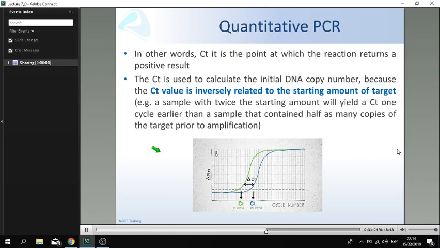So CT is the point at which the reaction returns a positive result, and this is then used to calculate the initial DNA copy numbers, because CT value is inversely related to the starting amount of target. So basically, the more starting amount you have, the earlier you will reach this CT. Okay, so if you have a sample with twice the amount of starting material, this will yield a CT one cycle earlier than a sample that contains half as many copies of target prior to amplification. So the earlier the CT just means that you started with a higher amount of starting material.